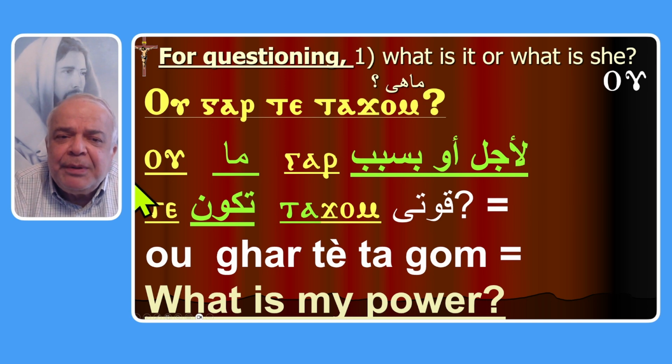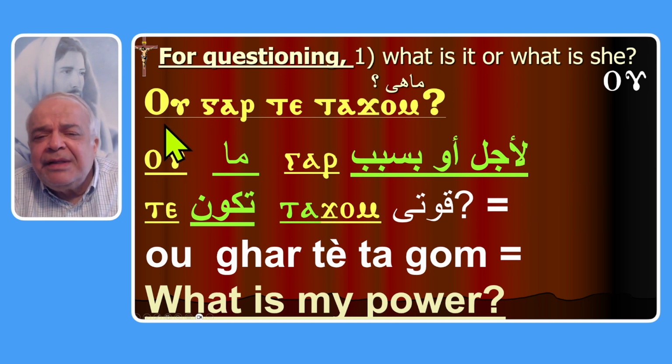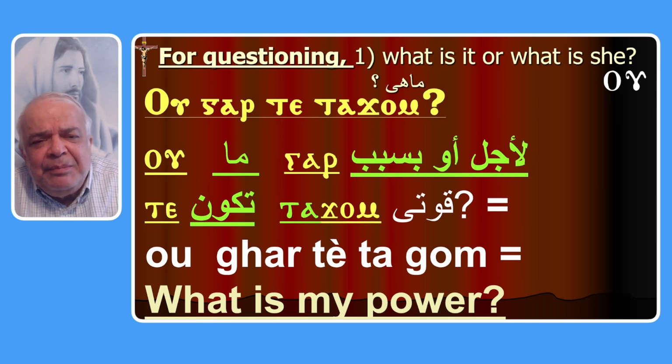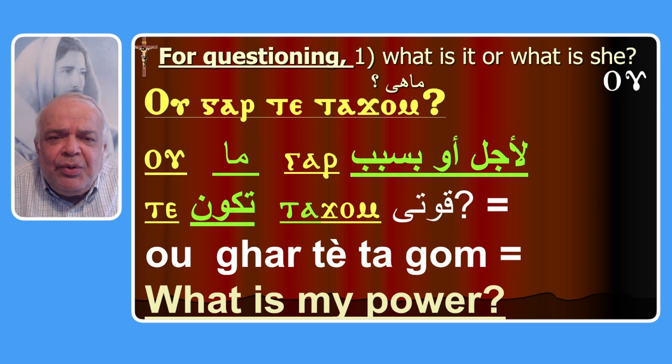So the proper translation should be, what is the reason to use my power? What is the reason to use my power? Or what is my power? Here it is what we call a question of denial.